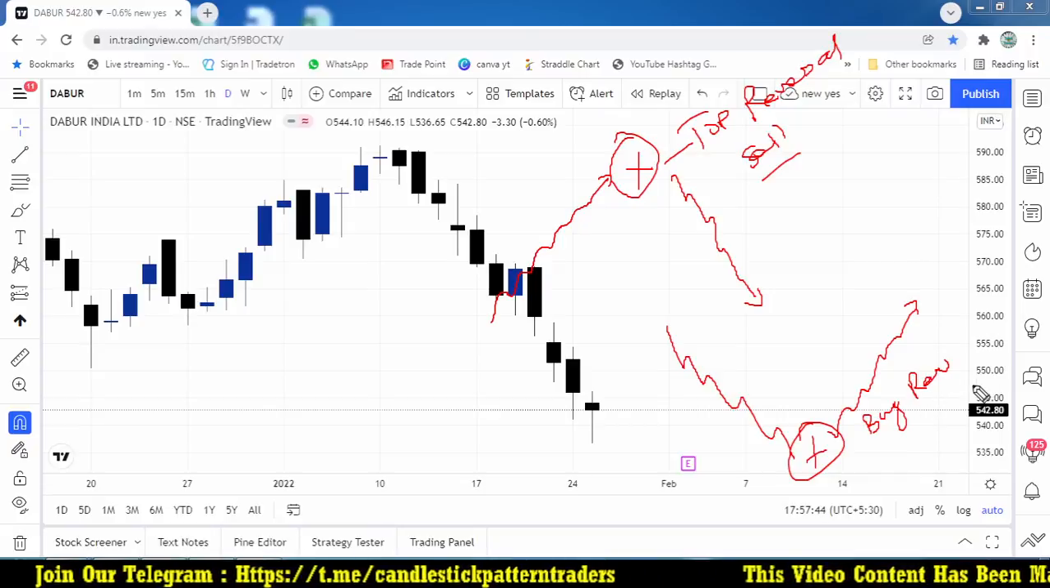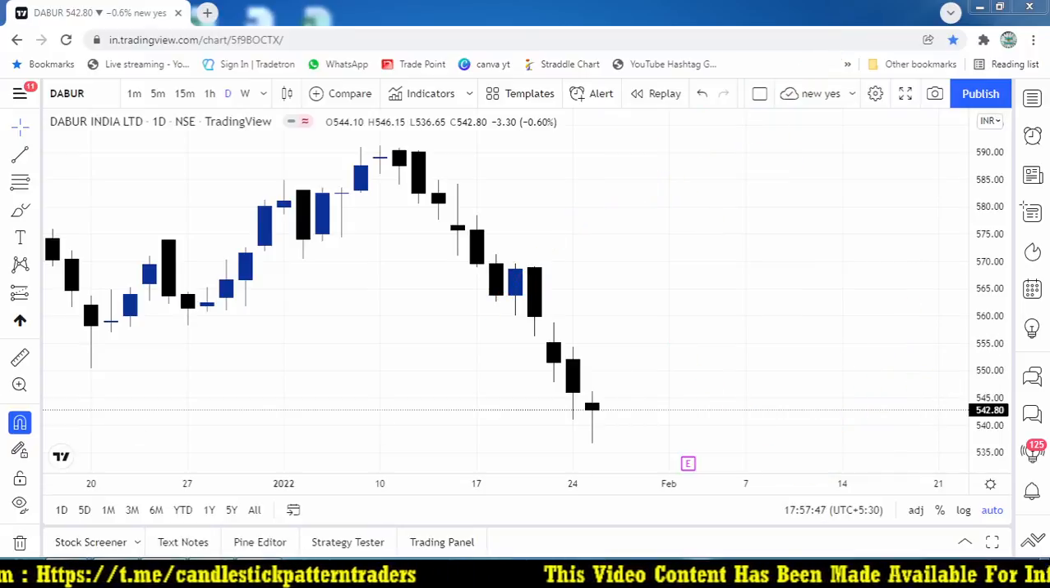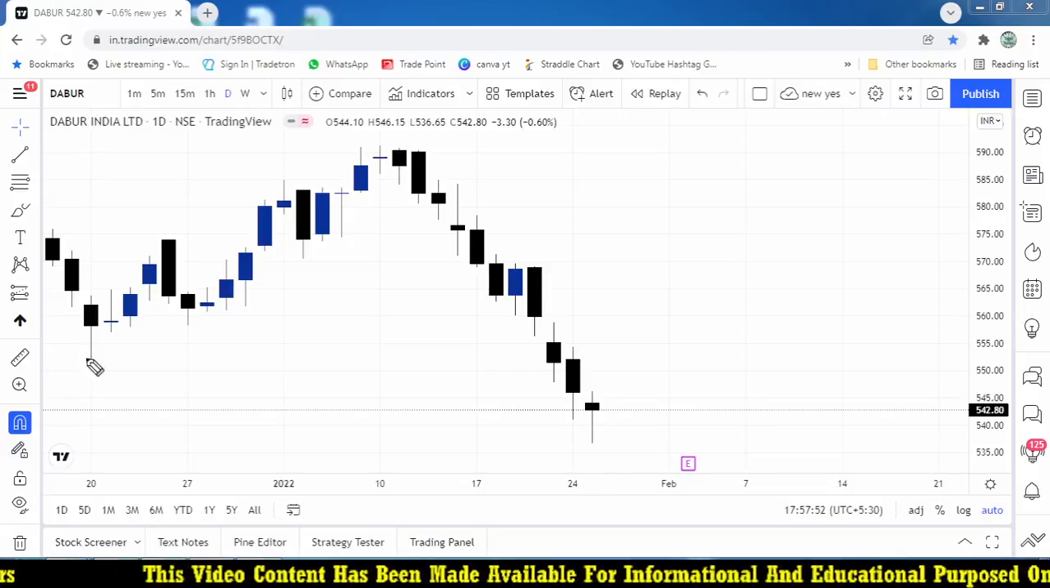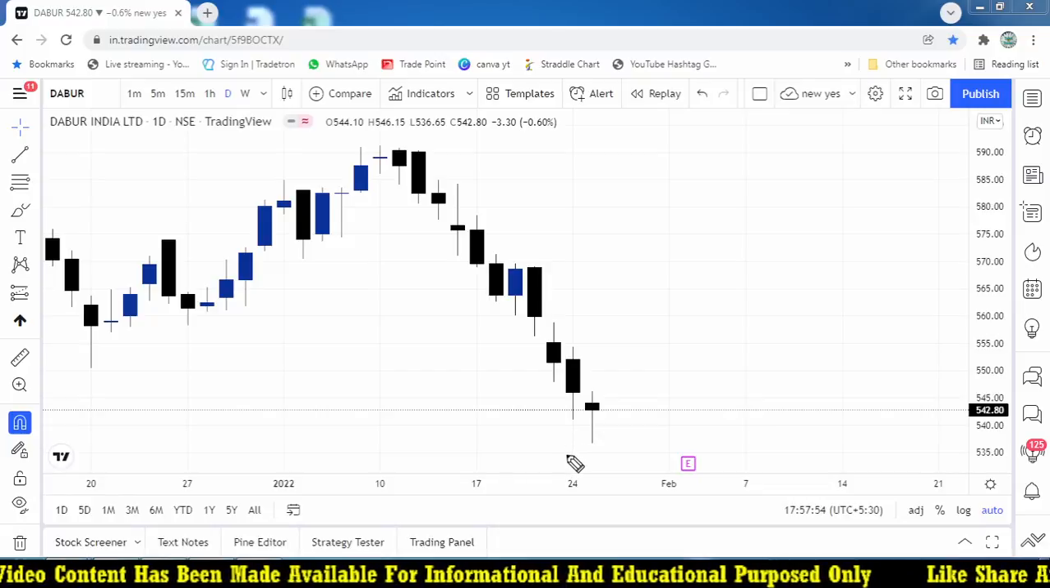Based on the doji candle, how am I going to make a trade, or how am I going to find such an opportunity using the simple candlestick pattern? I am not going to use any other indicator here.